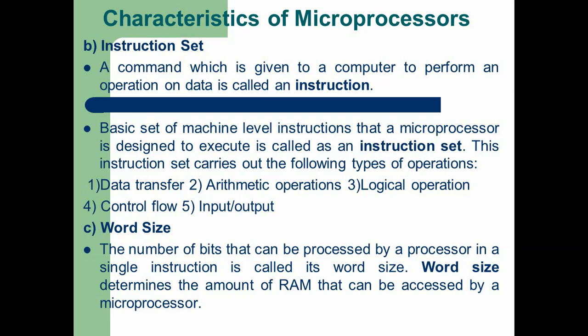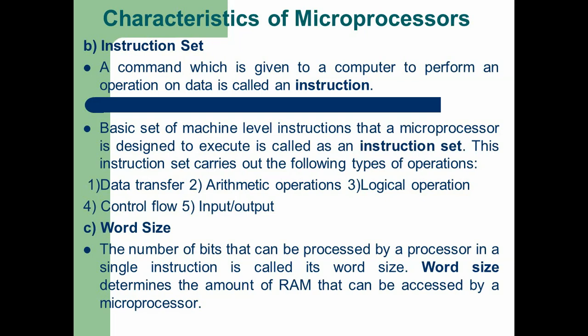Word size determines the amount of RAM that can be accessed by a microprocessor. RAM is an example for a memory device, memory unit. RAM means random access memory, which was discussed already in the first chapter. Depending upon the word size, the speed of the microprocessor may also vary.